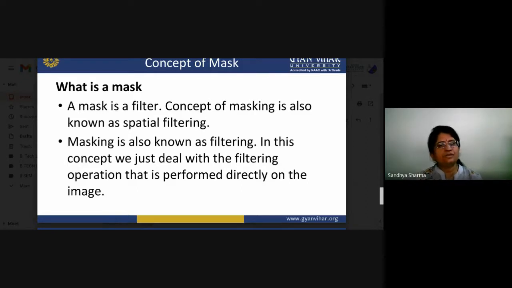So a mask is a filter. The concept of masking is also known as spatial filtering. So masking is known as filtering. In this concept, we deal with filtering operations that are performed directly on the image. So we have to see what type of filtering methods we have to opt for.